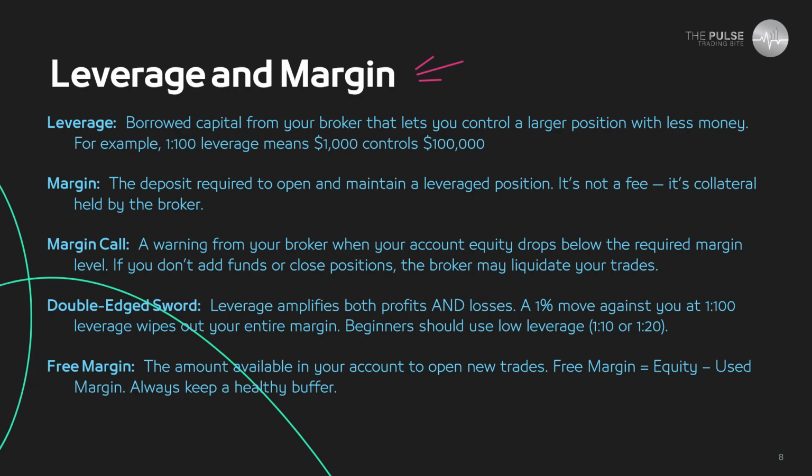And then free margin is the amount available in your account to open new trades. It's a very simple calculation: free margin is equal to equity minus used margin. Let's say you already opened a trade, and then you have to see the difference, how much balance you have. Then they tell you this is the margin that you have. So open the next trade carefully. You have to keep a healthy buffer between your balance and the margin.